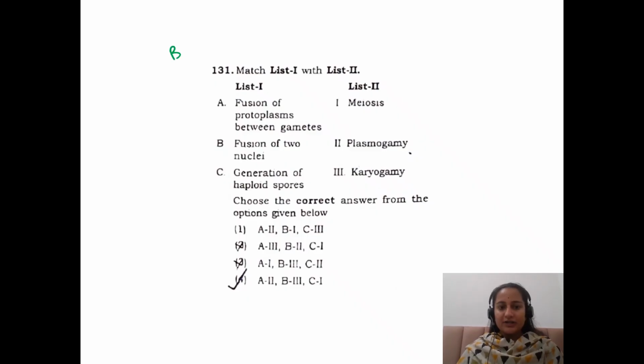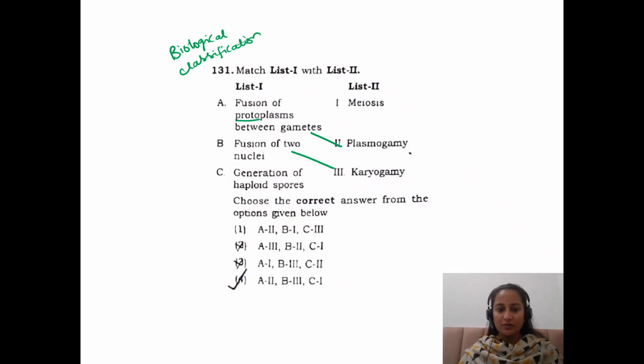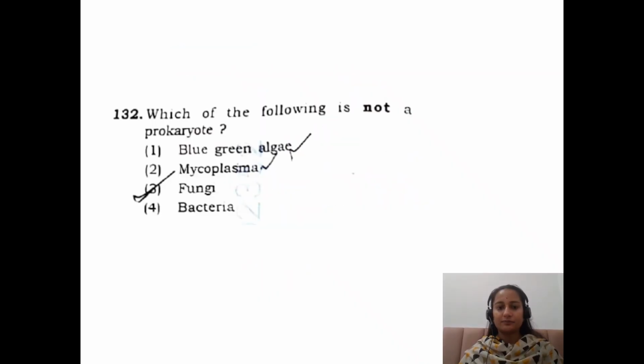131. This question is from biological classification. It says match the following. The fusion of protoplasms between the gametes is plasmogamy. Fusion of two nuclei, karyon means nucleus, and gamy means fusion, so nucleogamy. Generation of haploid spores happens because of meiosis. Haploid cells will be formed as it is a reductional chromosomal division. So it will be 4.